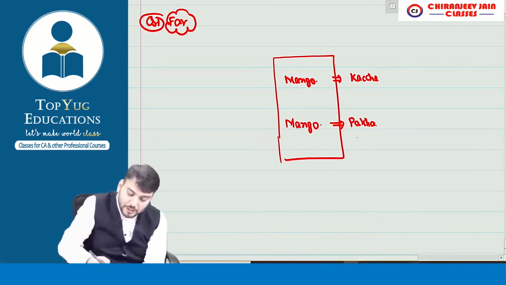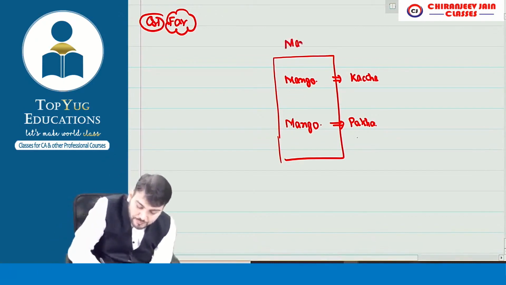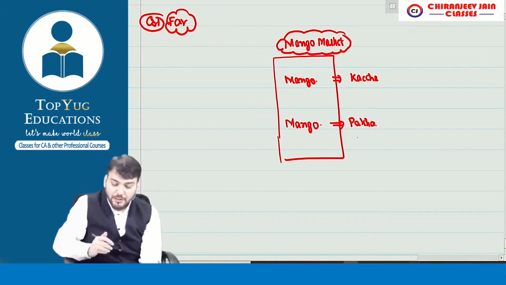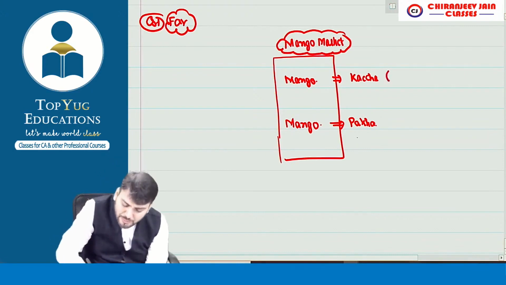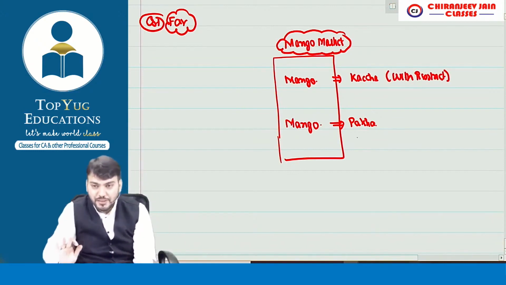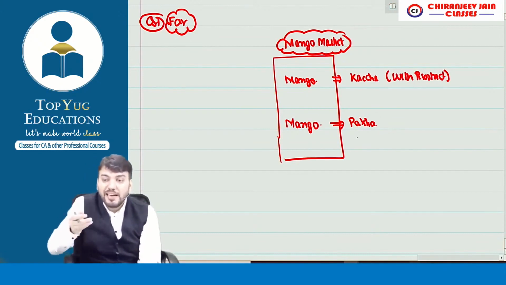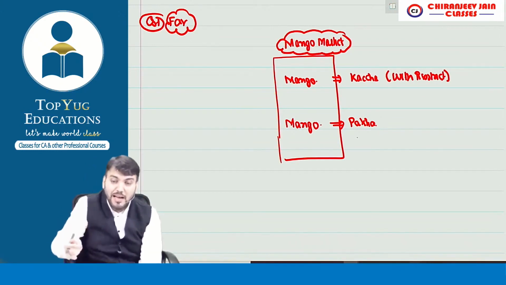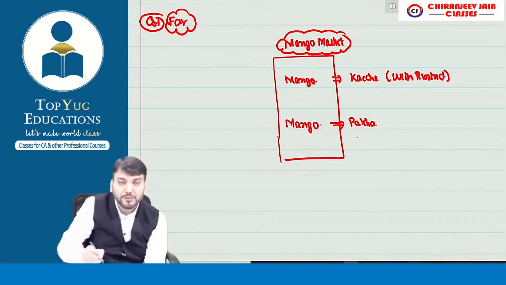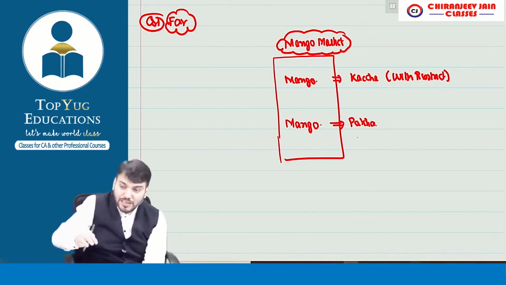Are you able to understand? So in the mango market, there are two types of mango. One is pakka, one is kacha. The kacha mango comes with some restriction. The restriction is that it cannot be consumed right now. It will take 7 or 8 days to become pakka, and then only it can be consumed. But pakka mangoes can be consumed today only.